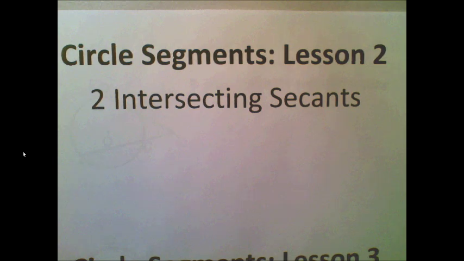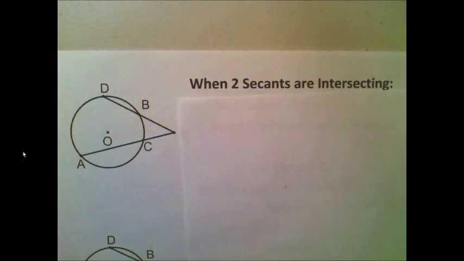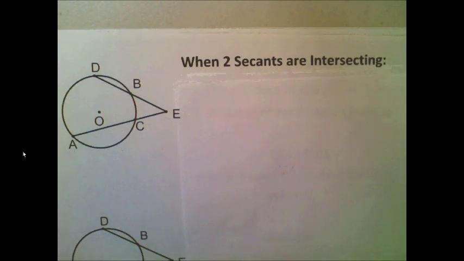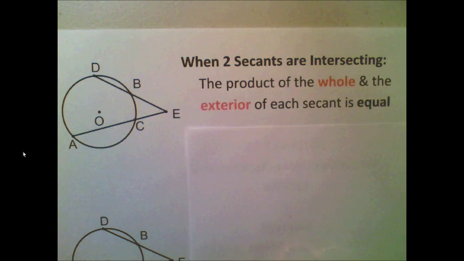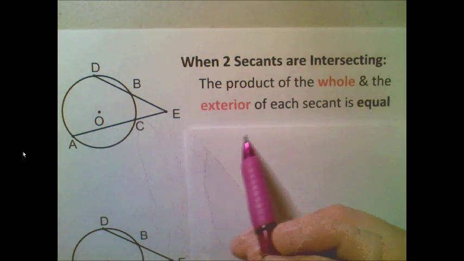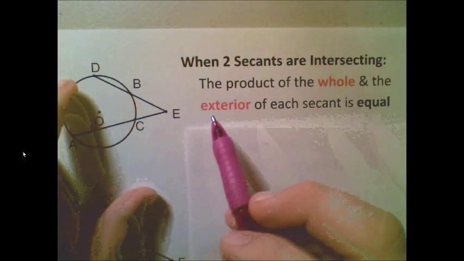Now, we've already talked about two intersecting chords, so today we're going to talk about two intersecting secants. Remember, secants are lines that go through the circle twice. So, let's get going. The first thing, when two secants are intersecting, you must remember a special type of formula. Basically, the product of the whole and the exterior of each secant is equal. So let's go over that.